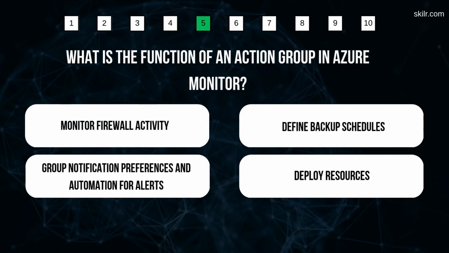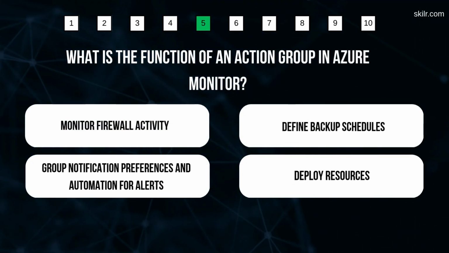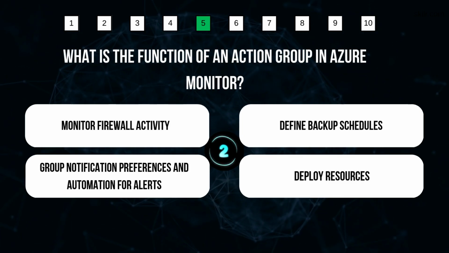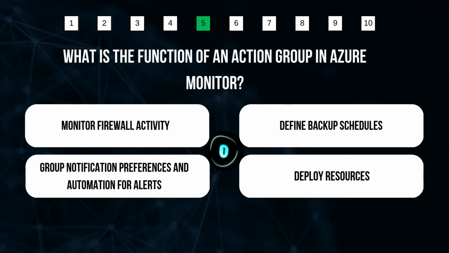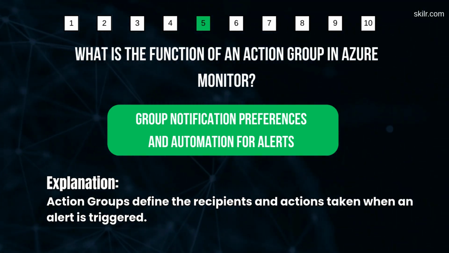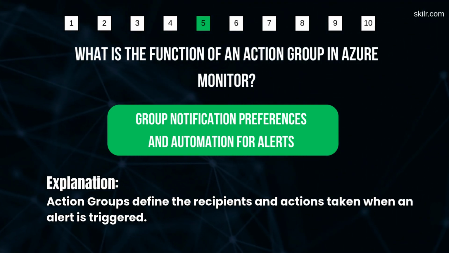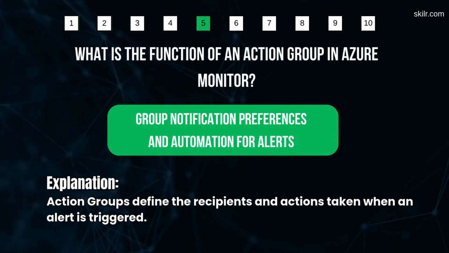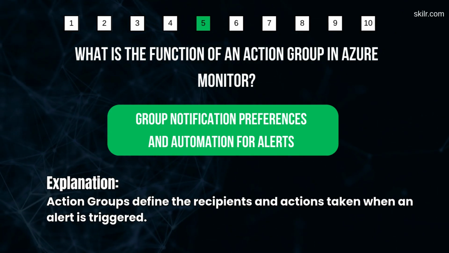Question 5. What is the function of an action group in Azure Monitor? The correct answer is group notification preferences and automation for alerts. Action groups define the recipients and actions taken when an alert is triggered.